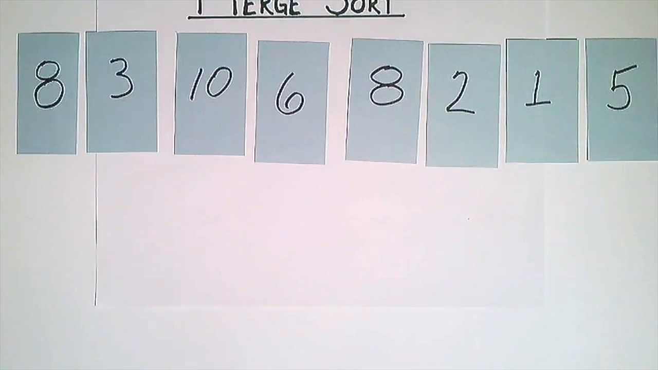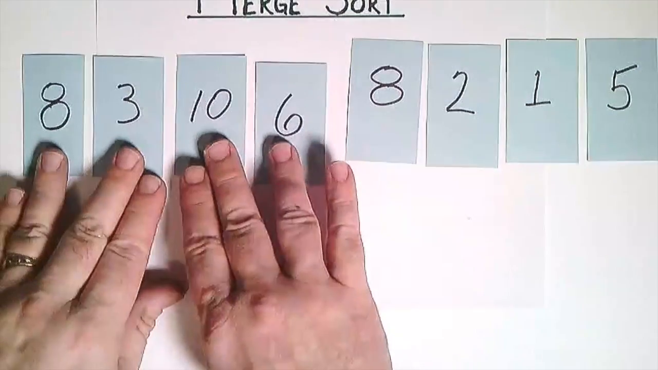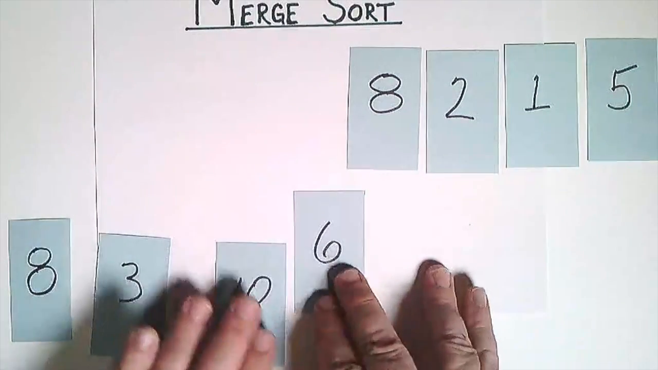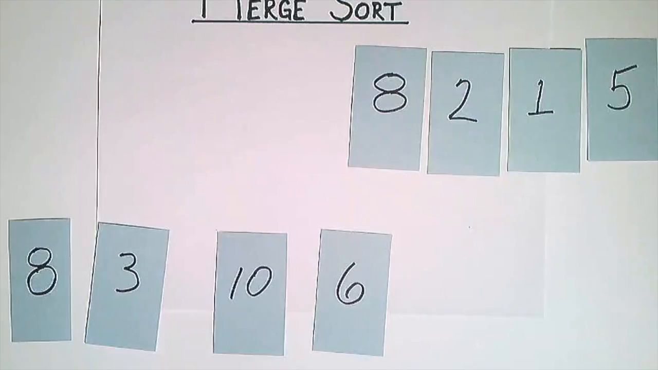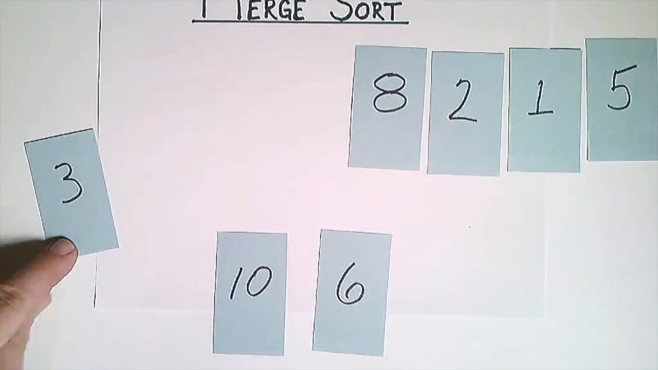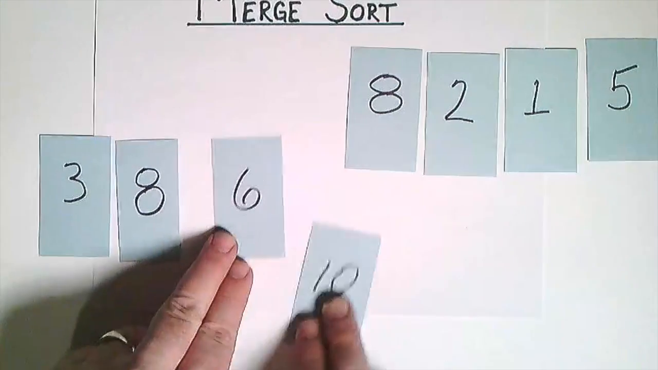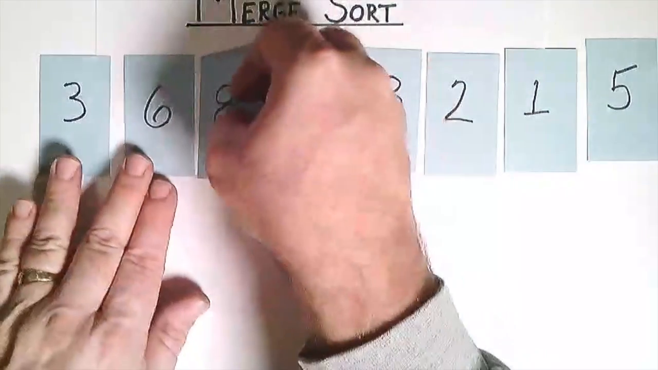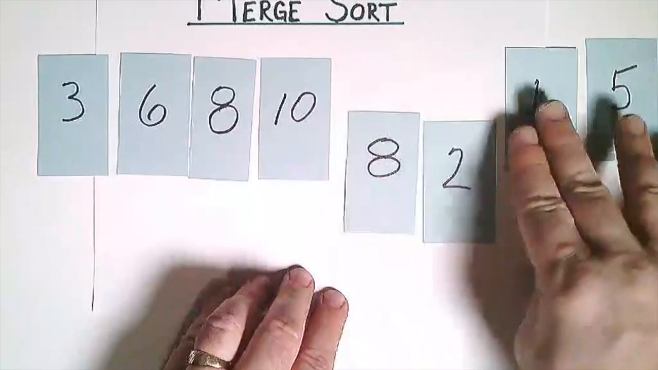So what would that look like? So here's our example. We take the list, we break it in half. So the first half, we have 4 values, and we take each of those and break them into 2s. And then we take each of those and break them into single ones. Then we put them back together. 3 is less than 8, 6 is less than 10. Then bringing the 2s back to that 4, we have 3, 6, 8, and 10.